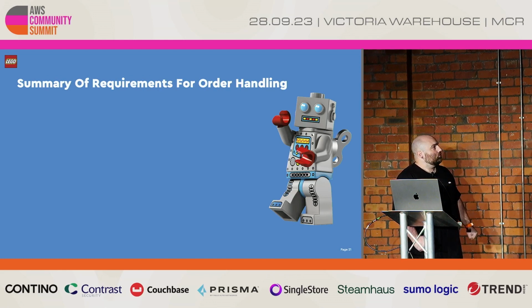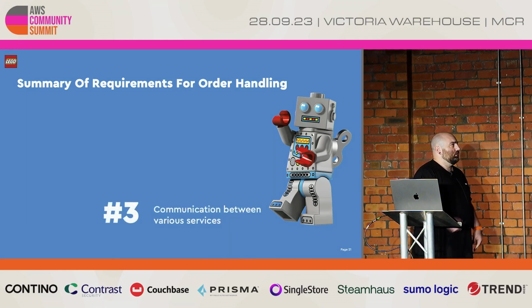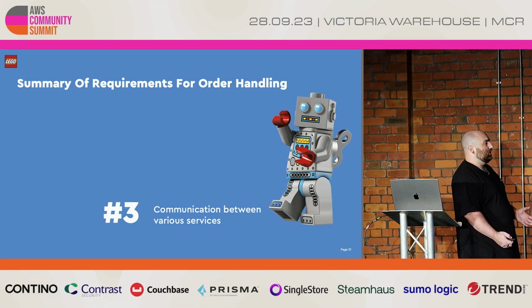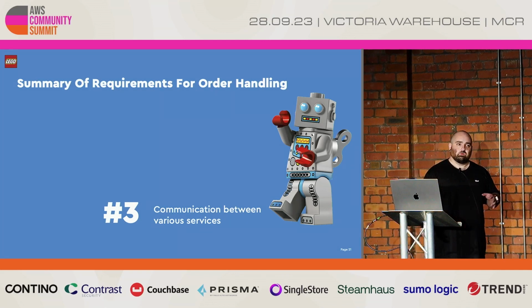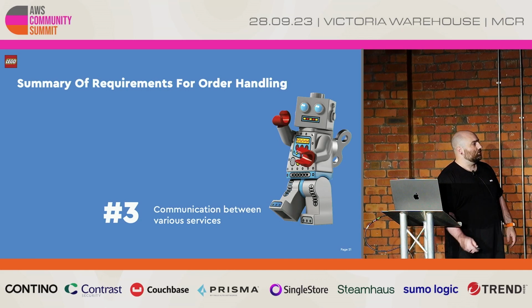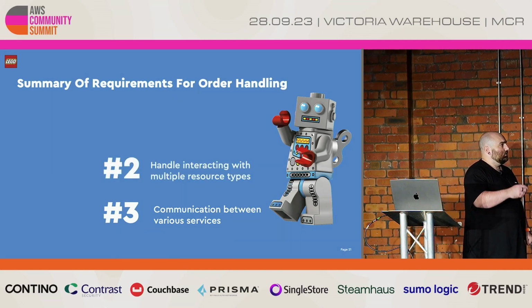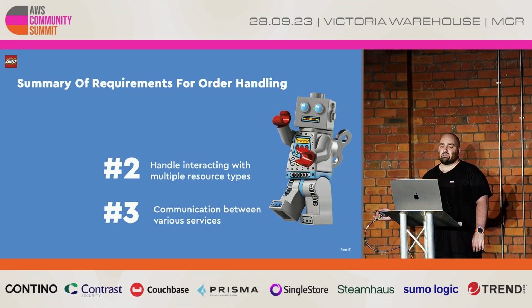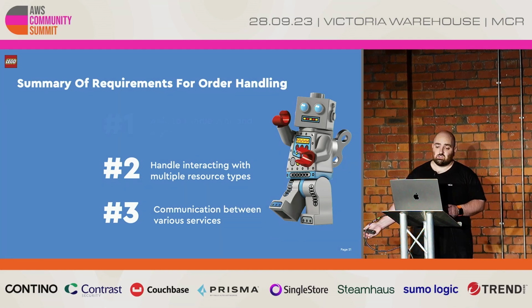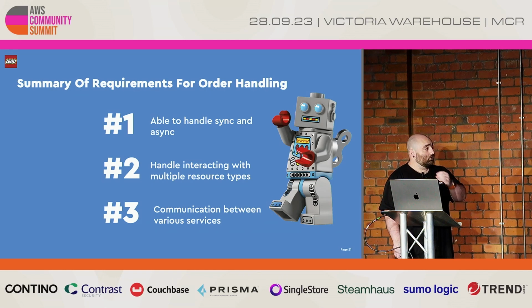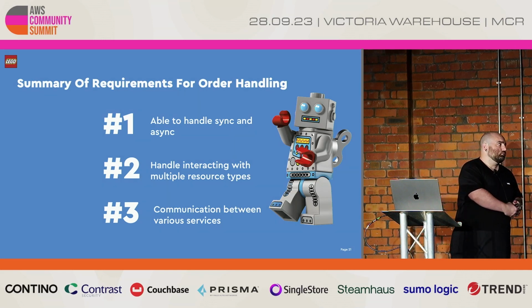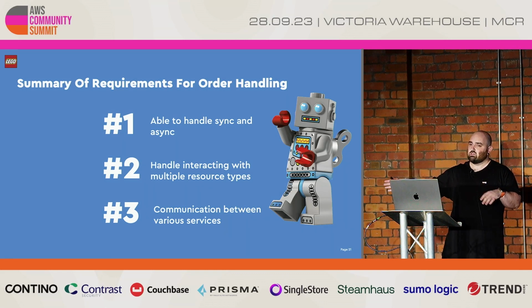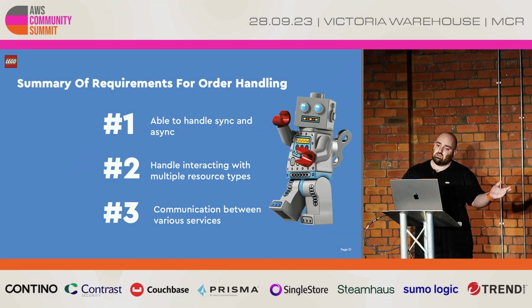So let's just do a quick summary of the requirements that we have within the loyalty squad for our order handling. We need to be able to communicate between our various different services so we can handle the various different parts of the flows that we've seen. We need to handle interacting with multiple resource types, so different types of resources between different services as well. And we need to be able to handle synchronous as well as asynchronous actions, because we've got the customer in store waiting for that response, which is our synchronous, and then we have our asynchronous processing that goes on after that has been returned to the client.